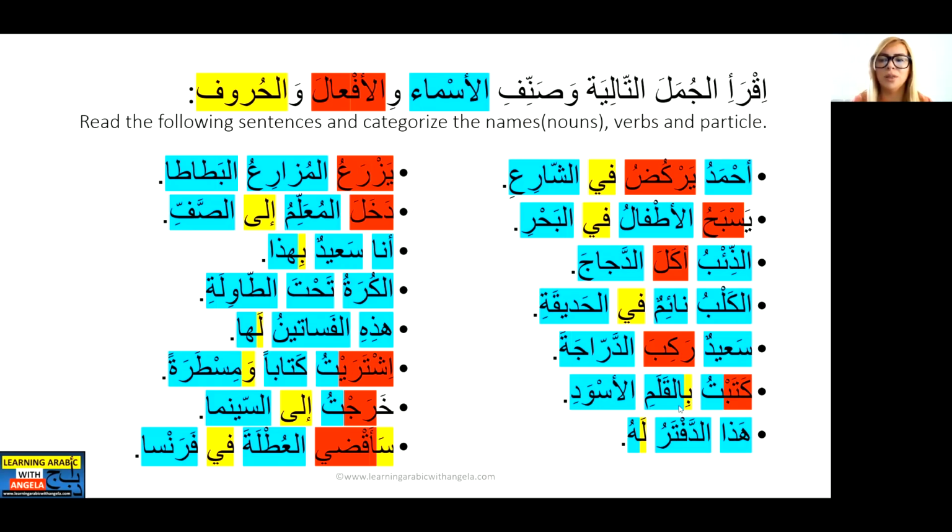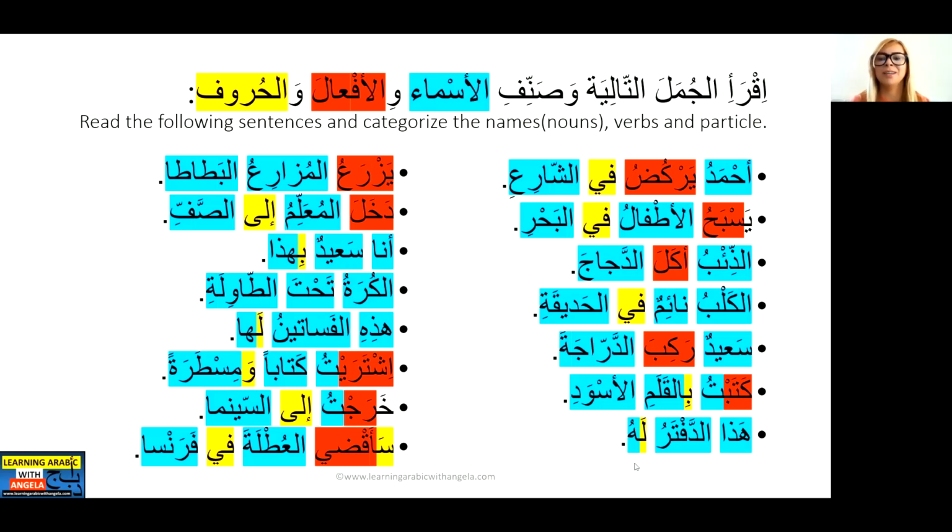بالقلم الأسود, with the black pen. B is a particle of jar. القلم, we know from the alif lam, and it came after a particle of jar, so that's a noun. الأسود, we know from the alif lam, and obviously it's a color adjective, so adjectives also fall under nouns or names.